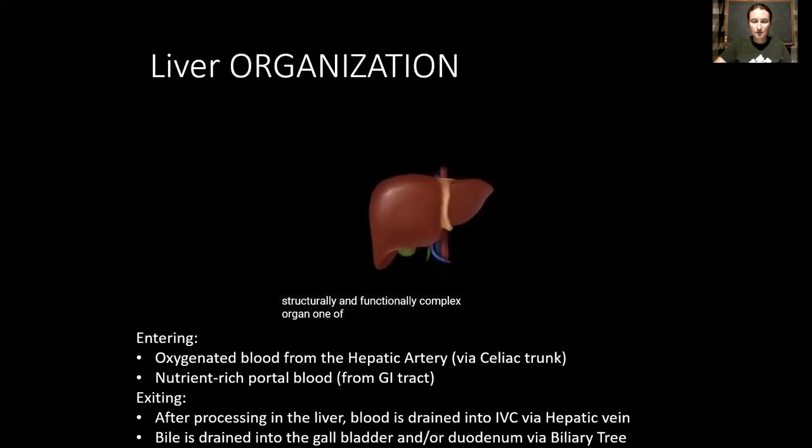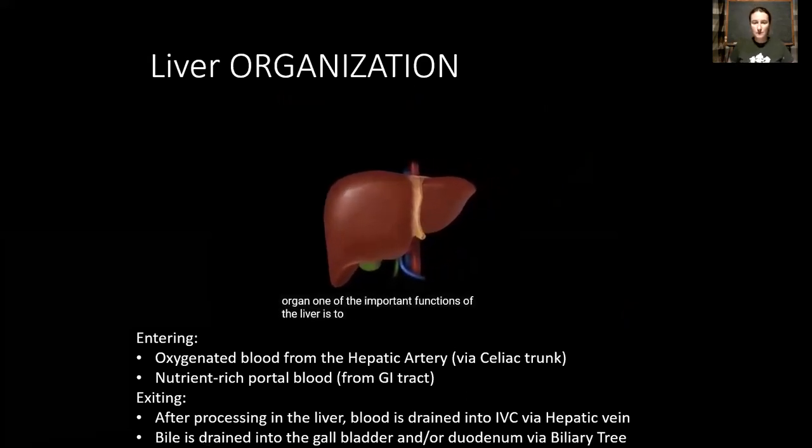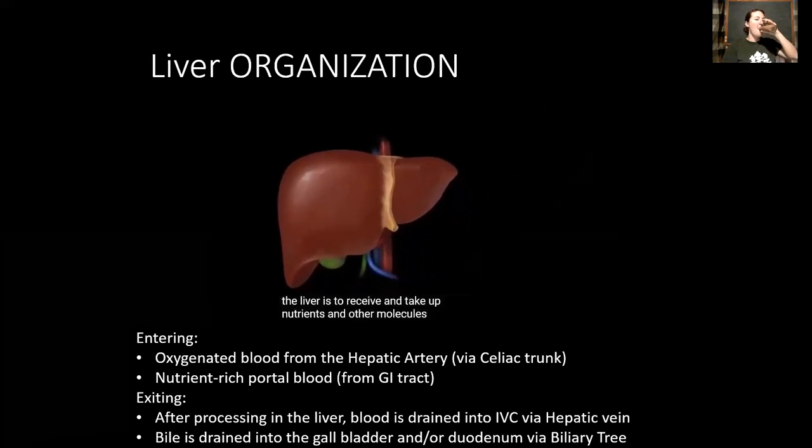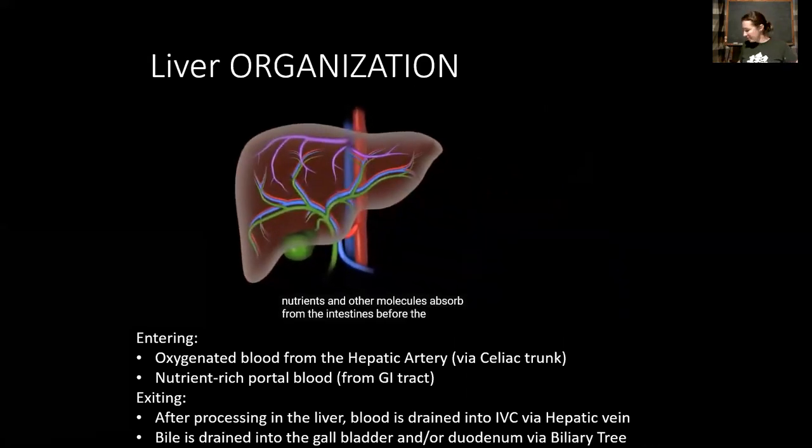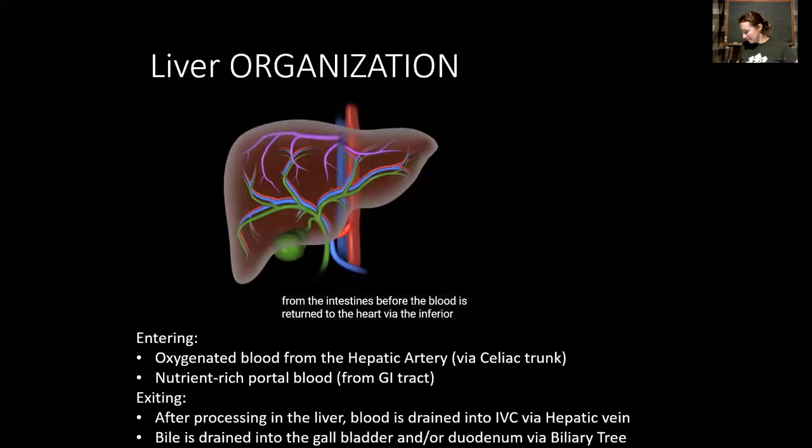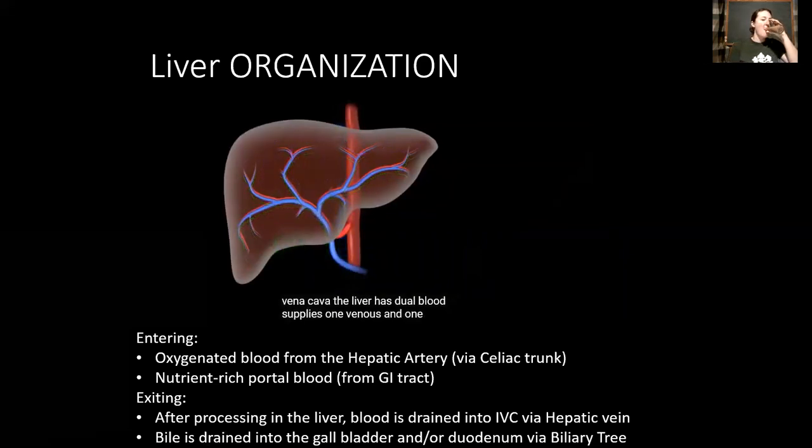Complex organ. One of the important functions of the liver is to receive and take up nutrients and other molecules absorbed from the intestines before the blood is returned to the heart via the inferior vena cava. The liver has dual blood supplies, one venous and one arterial.